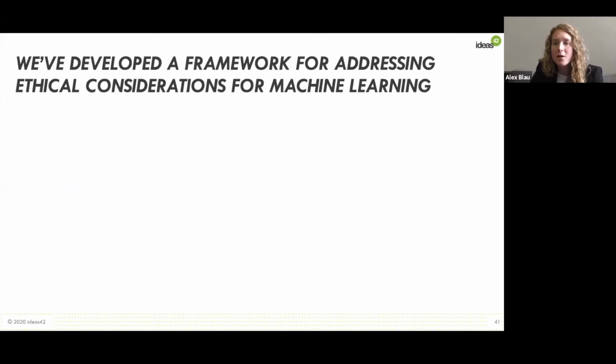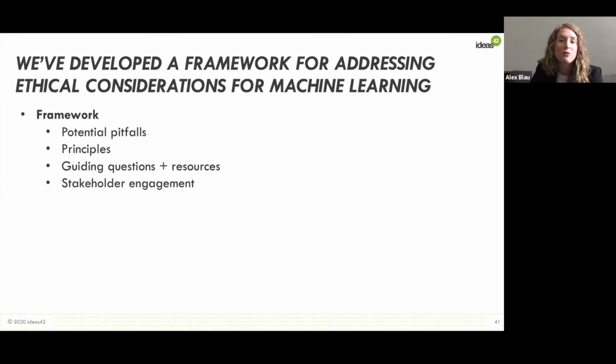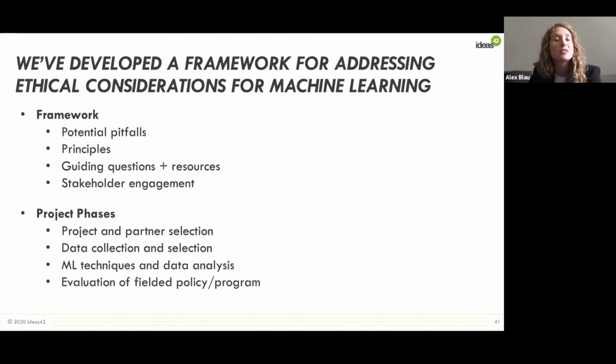So our framework for addressing ethical considerations walks through 4 different steps. It outlines the risks, presents a principle, gives guiding questions and resources, and then provides opportunities to engage with stakeholders. And we're doing this at every stage of our project. So from the beginning of a project when we're selecting a project and a partner, all the way through data collection, applying the machine learning algorithm, and then deliberately evaluating the fielded policy and program to see if it's having the impact that we anticipate. So what's an example of this?